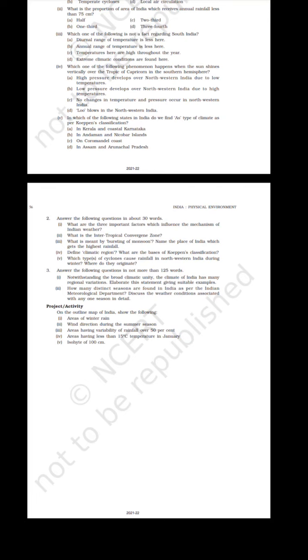Project activity. On the outline map of India, show the following: areas of winter rain, wind direction during the summer season, areas having variability of rainfall over 50%, areas having less than 15 degrees Celsius temperature in January, ISO height of 100 centimeters.